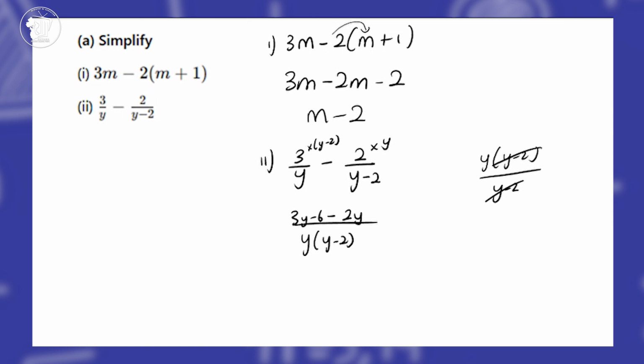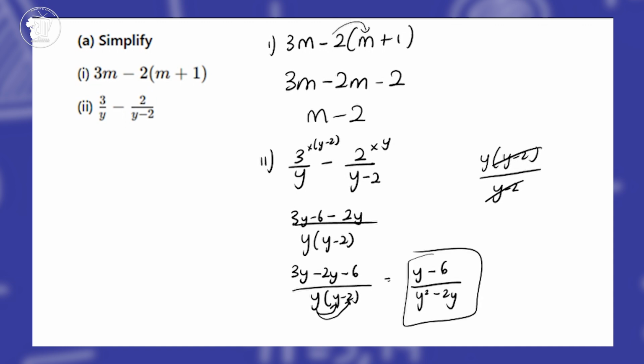We put the like terms together. So we'll have 3y minus 2y minus 6, all divided by y, open bracket y minus 2. So this will then give us 3y minus 2y, which would simply give us y, minus 6. And this will be divided by, and then we distribute here now, so y times y would be y squared, y times negative 2 would simply be negative 2y, and this is our answer when we simplify that and combine them together. So this is our answer, and that's how we get our mark.